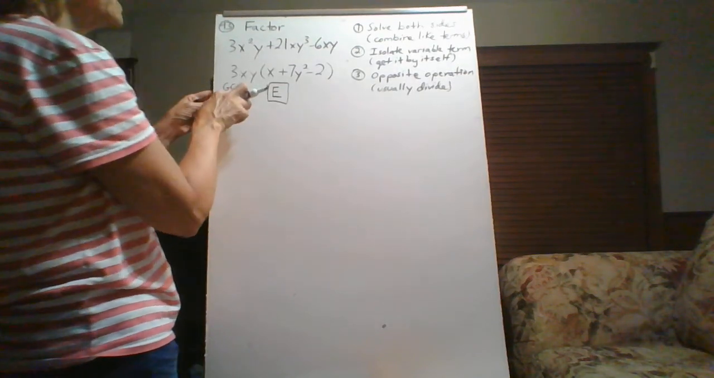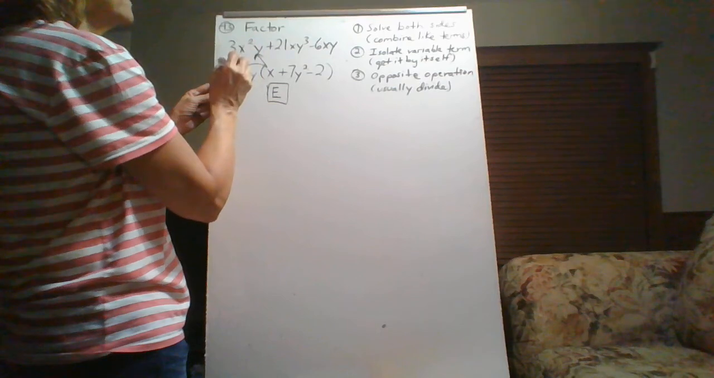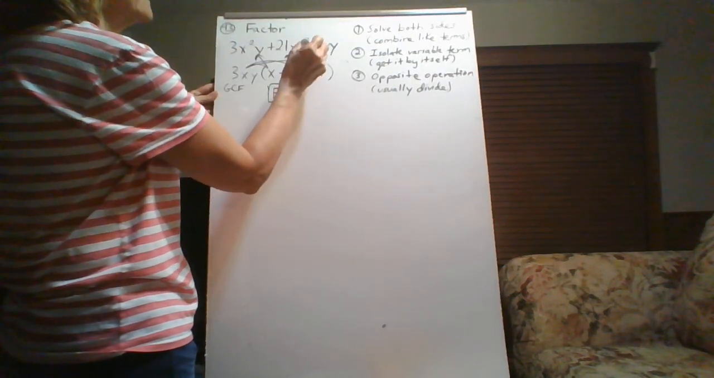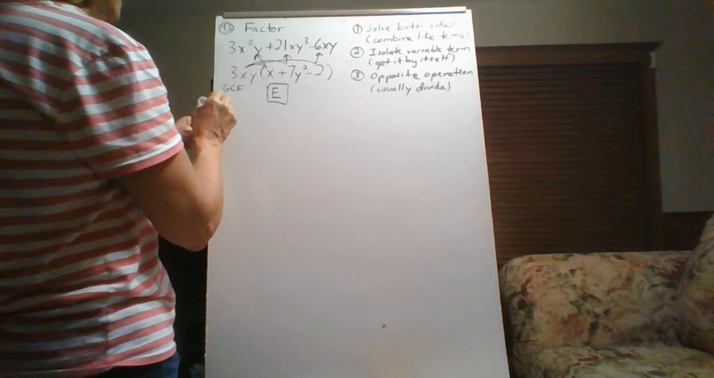Factoring means you take out the greatest common factor, and then you have to figure out what you multiply this by to get to that one, what you multiply that by to get to that one, and what you multiply that by to get to that one. Now you see why I didn't do that at first. You've got lines going all over the place.